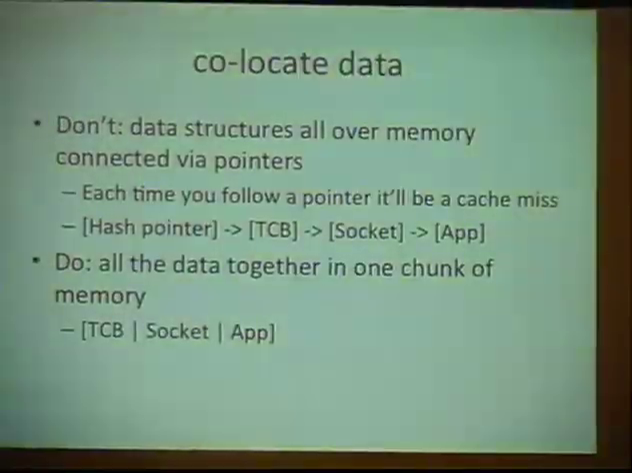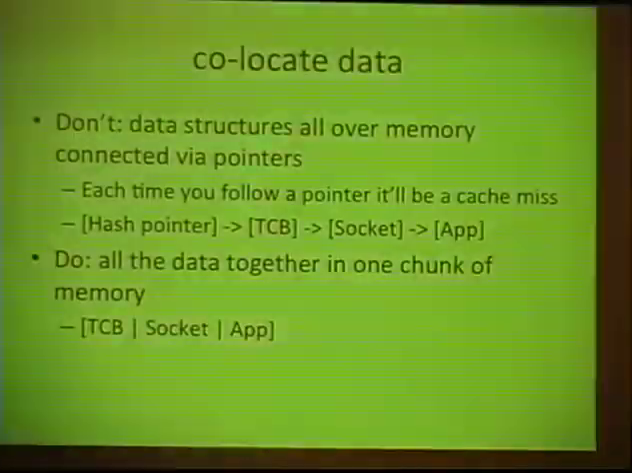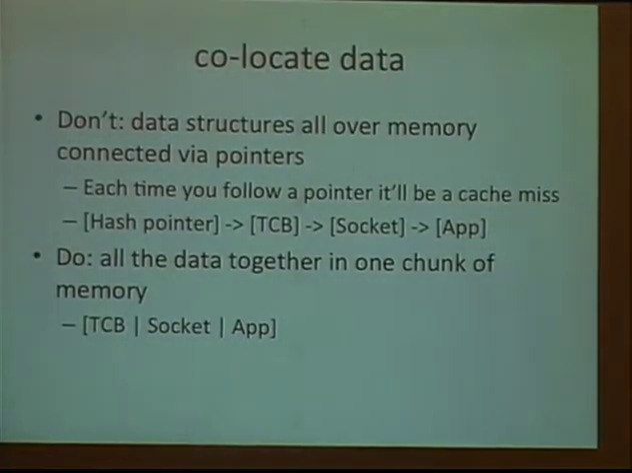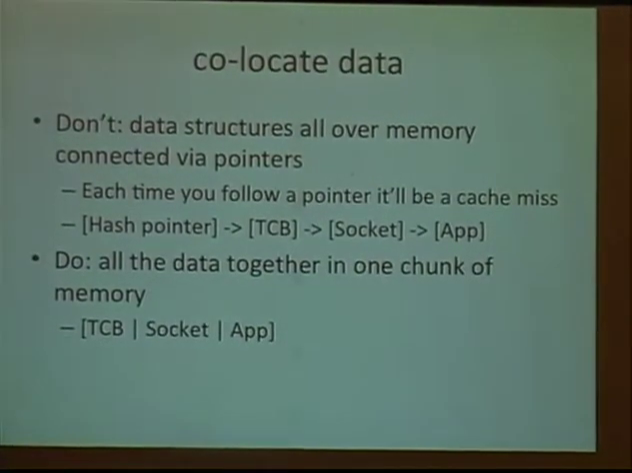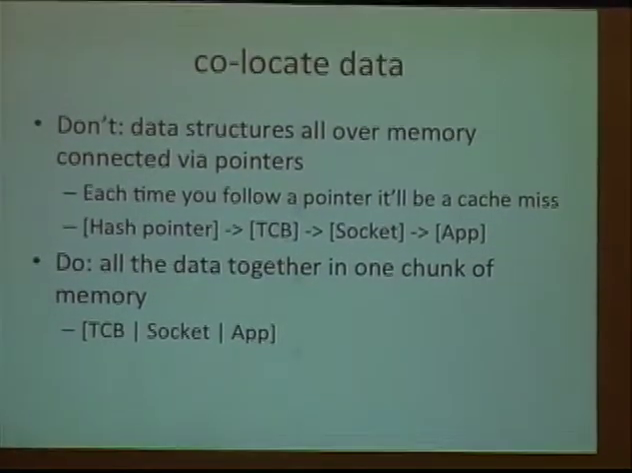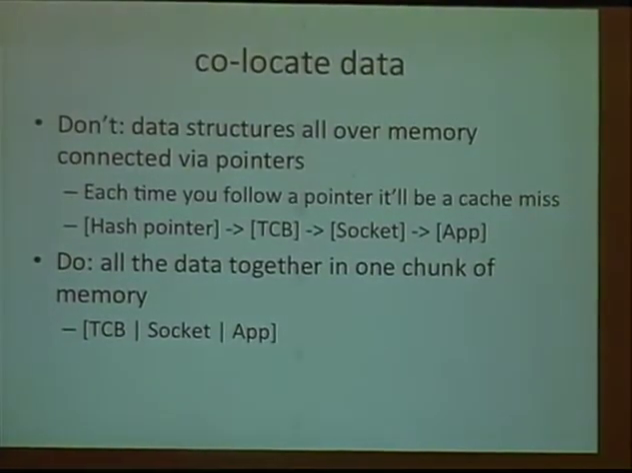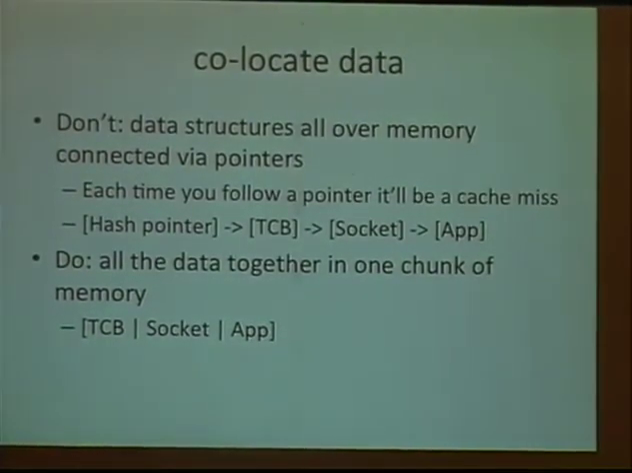And so that's a problem. So in Linux, just the very basic optimal path for the system is it goes to a hash pointer, it then goes to the TCP control block, then it goes to the socket entry, then it goes to the application layer data. And that's my 4 cache misses right there.